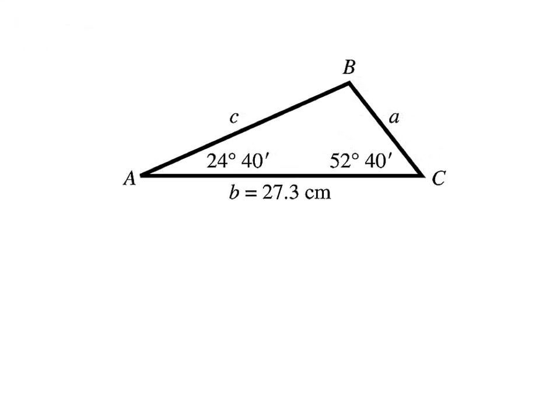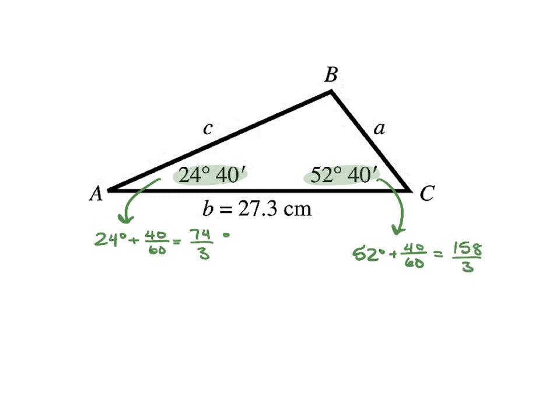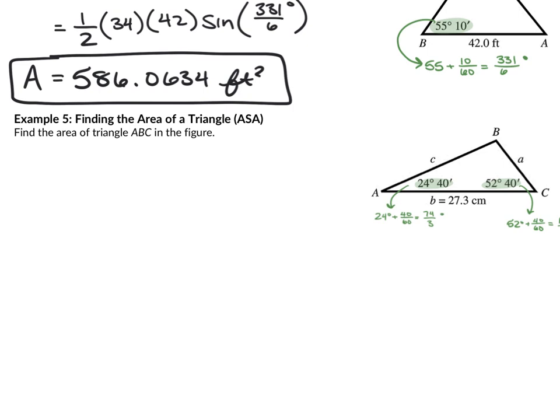Before we really get into finding angle B, let's quickly change these from degrees, minutes, and seconds into degrees. 24 degrees and 40 seconds is 24 degrees plus 40 divided by 60, which again, because we're going to use it in a problem, I don't want to round. We're going to use the fraction 74 over 3 degrees. And angle C would be 52 degrees plus, again, 40 over 60, which is 158 over 3 degrees. All right, that's enough information for us to find angle B. How would I find angle B, y'all?